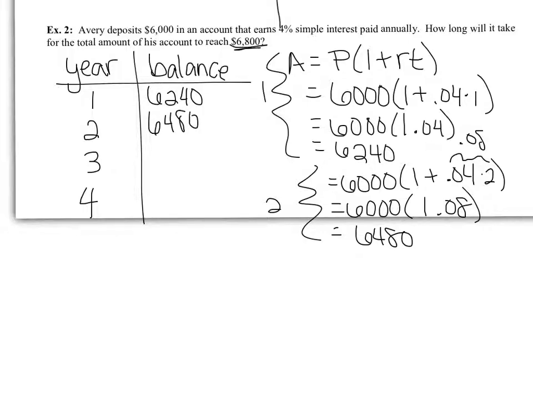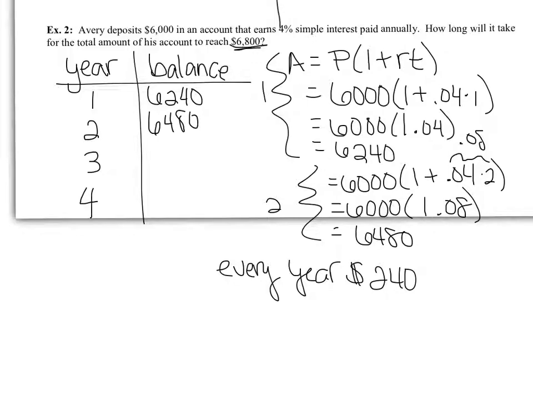Now, instead of plugging all of this into the formula, we earn the same amount of money each year. And you should notice that if my balance started at 6,000, and then the next year I earned 6,240, and then the next year I earned 6,480, every year I earn $240, right? Hopefully you can establish that.